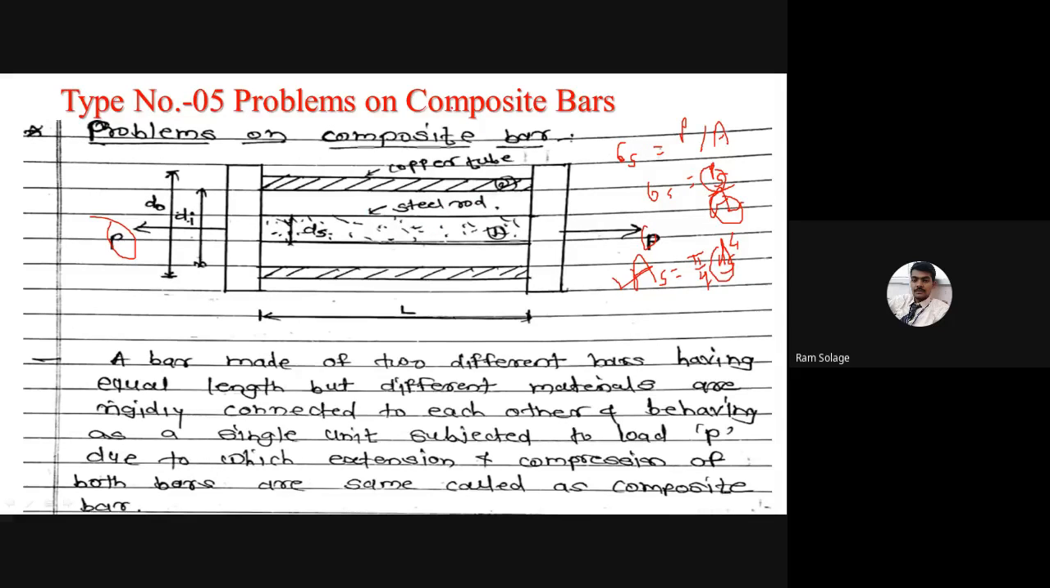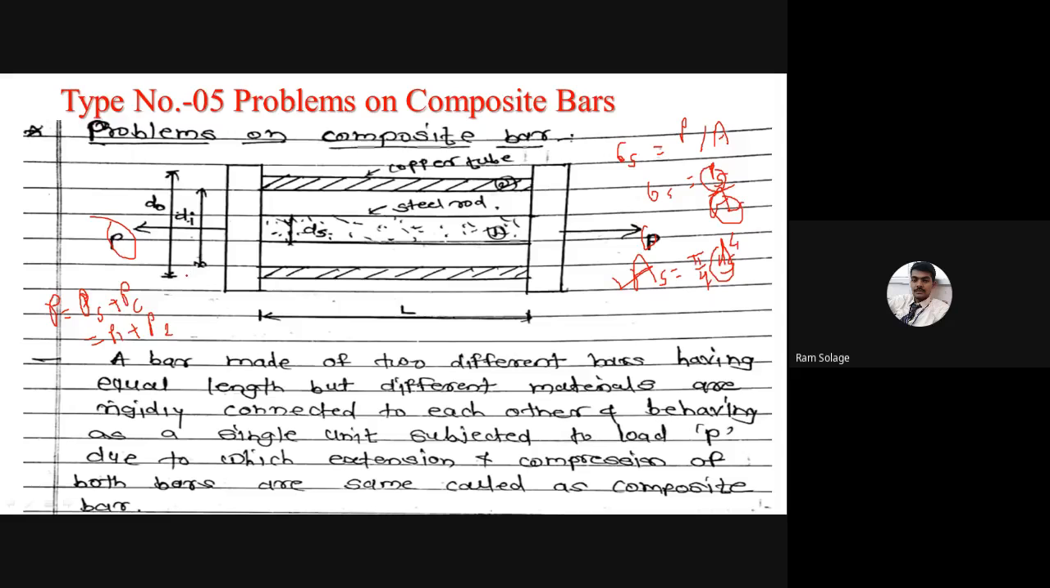So I will write P is equal to, P means what? What is P? Total load applied on a body. P is equal to PS plus PC. Or instead of PS, we will put P1 plus P2. It is correct or wrong?